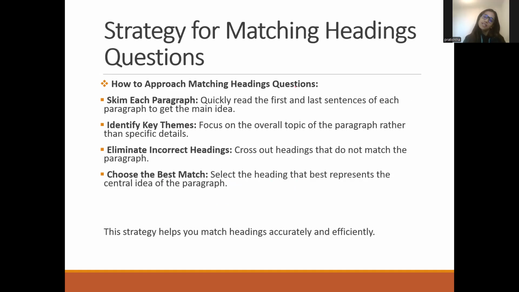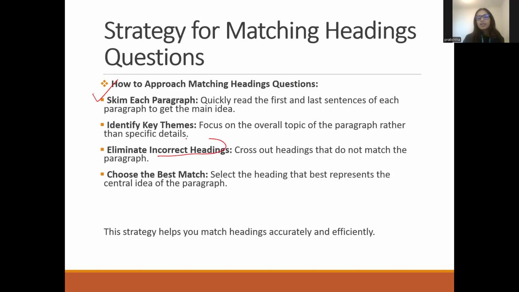How to approach matching heading questions. Skim each paragraph, right? Make sure that you read the first and the last sentence. Skimming is super important. Identify some key themes. Make sure that you are identifying the key themes that are there.